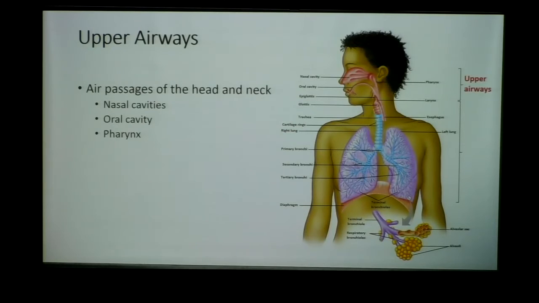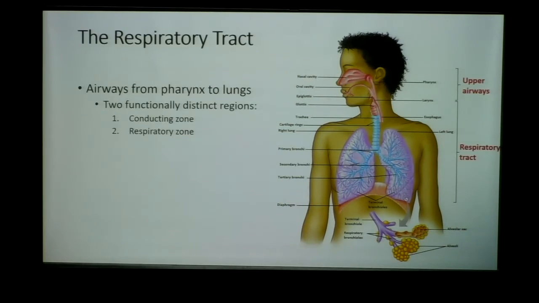Now, air comes into our body through the nasal cavity, through the oral cavity, as well as through the pharynx, right? And that is the upper airway. So that's all we'll say about the upper airways, those three structures. Basically the introduction of air up until the pharynx, okay? So from nasal cavity to pharynx is the upper airways. The respiratory tract is the rest of the journey down towards the lungs.